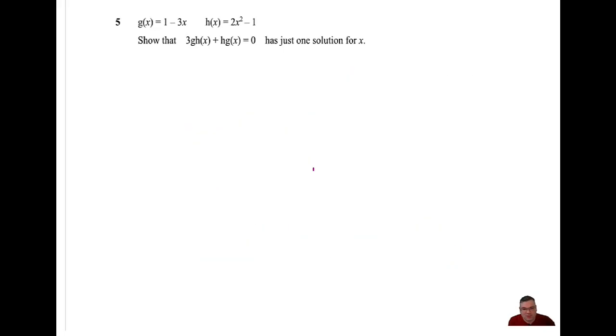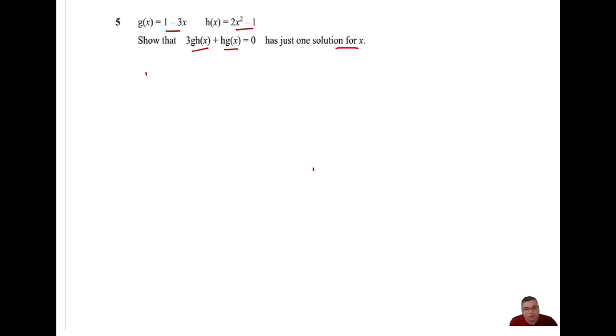This is the last question, on functions. g of x is given as this, h of x is given as this. We need to prove that 3gh(x) plus hg(x) equals 0 has only one solution. Let's think. A quadratic equation should have two solutions, right? One solution can be the case where both solutions are equal, or otherwise it should be a linear equation. So let's solve it.